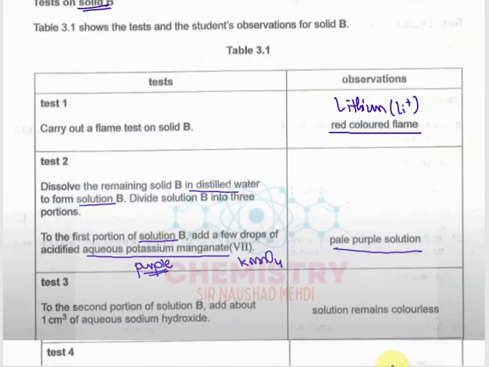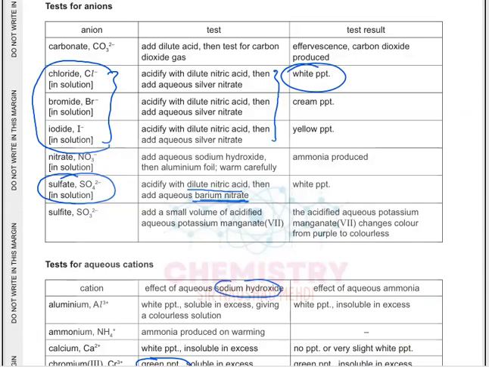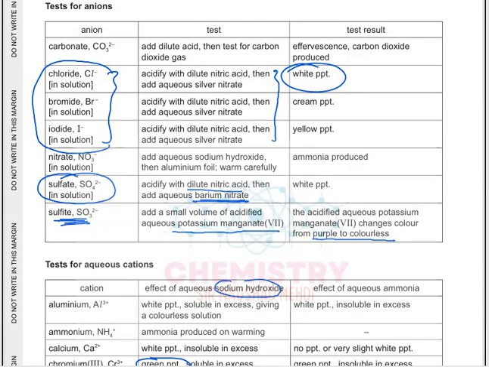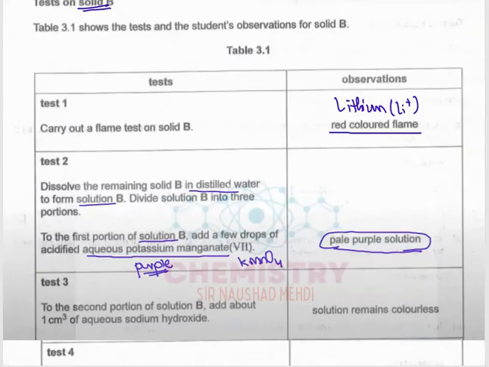Okay, so when you go back to the table, here you can see for the sulfite ion, it's written that when you add acidified potassium manganate, the purple color changes to colorless, but over here the purple color is remaining purple, it is not changing. Since there is no change, it means that the sulfite ion is not present, because sulfite ion would change the color from purple to colorless, but it's remaining purple over here, so no sulfite ion is present.